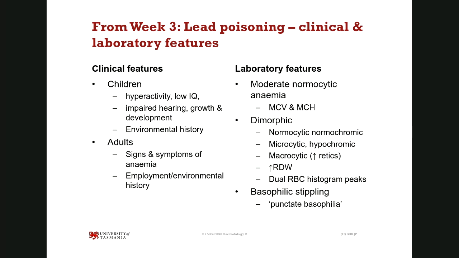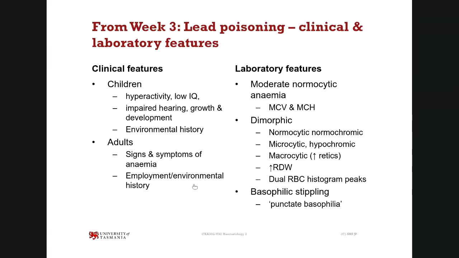So these are the clinical features that we see from lead poisoning, just as a reminder. We can get hyperactivity, low IQ and impaired growth in children, and signs and symptoms of anemia in adults. And this is where environmental history and employment history are really, really important. For example, in Australia, in a place in South Australia called Port Augusta, there is a lead processing plant there, and so they are always monitoring the levels of lead in the people who work at the plant, but also in the community as well.